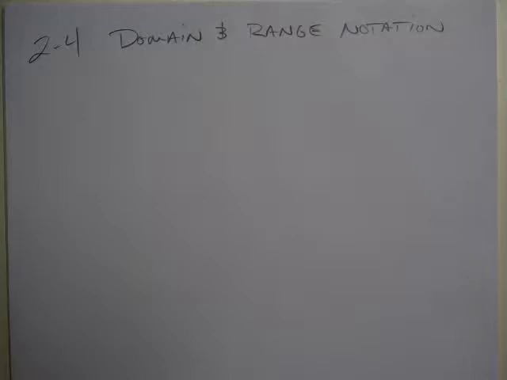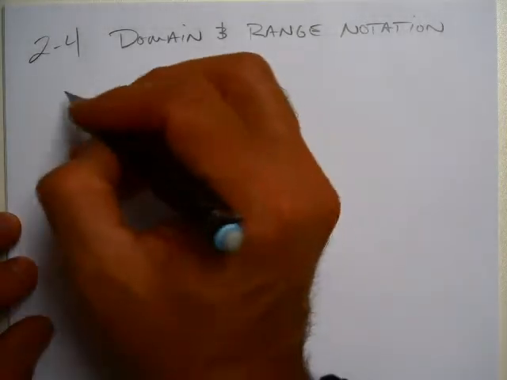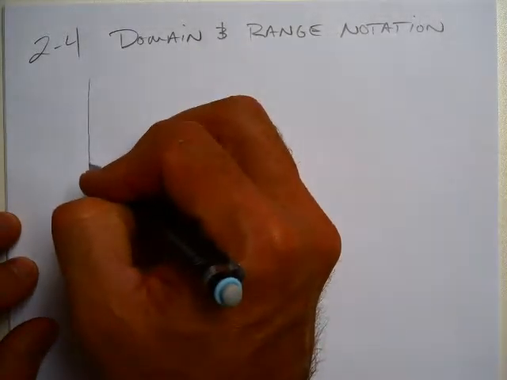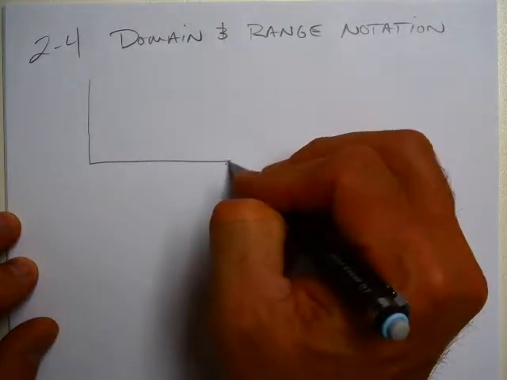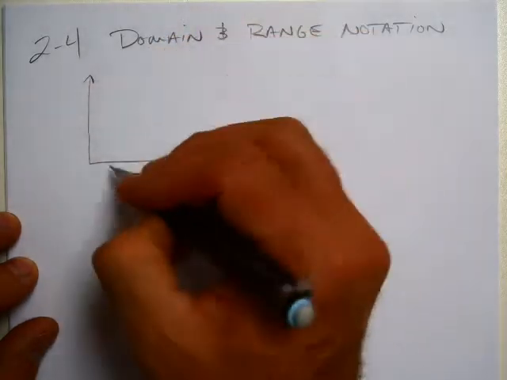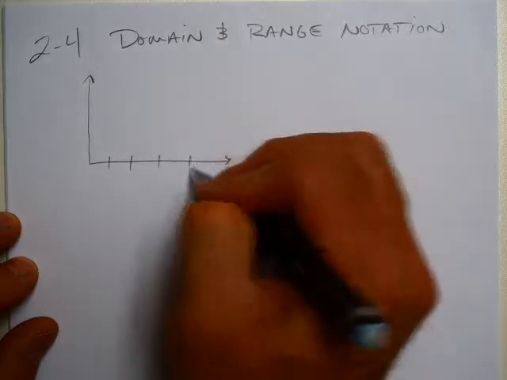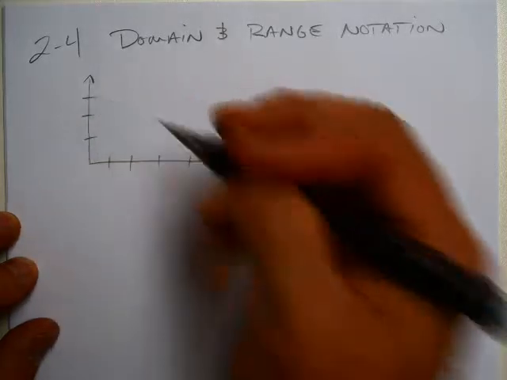All right, domain and range notation. Let's look at a problem. Let's say I have a graph that looks like this. Keep it real simple.